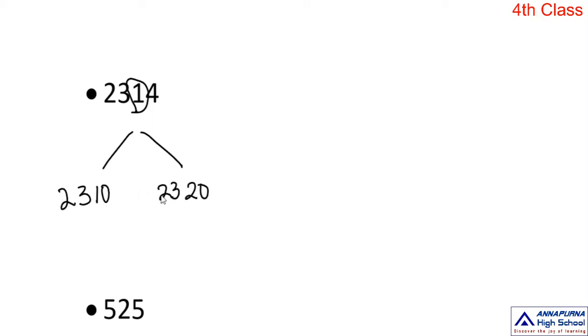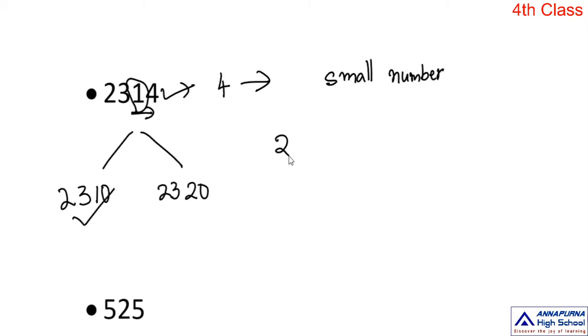2310 or 2320. So what is the next number on the right for 10, children? 4. So 4 belongs to which family? Small number family. Okay. So among these two numbers, which is the small? 2310 is the small. So 2314 is approximately equal to 2310. It is approximately equal, not exactly equal.